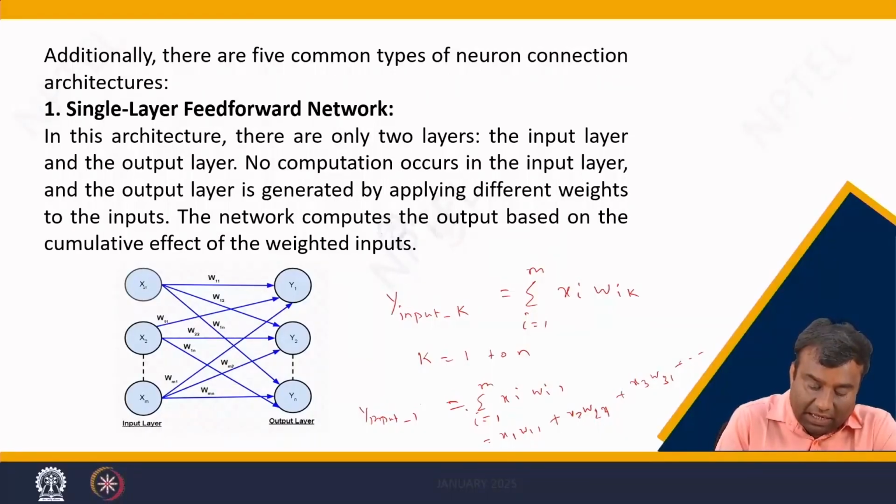So these are the inputs, and y is the output. Here you can write y_ink is the summation of i equal to 1 to m of x_i into the weights w_ik, k from 1 to m. So if you write the input of 1, that is x_i w_i1, so it is x1 w11, then x2 w21, which is w12, then x3 w31, like that.